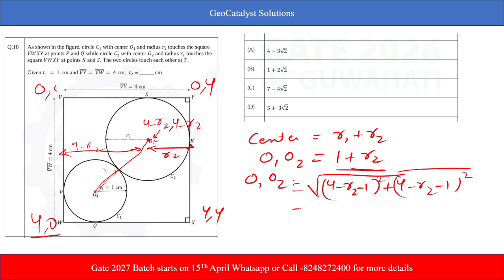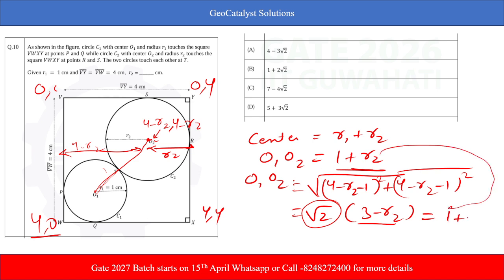So when we do this, what will we get? Root 2 into 3 minus R2. Just take 4 minus 1, that is 3, so 3 minus R2 whole square is there, so this root 2 is coming because of that, and the square root of 3 minus R2 whole square will be there. Now when we do this, root 2 into 3 minus R2 will be equal to O1 O2, both are the same, so 1 plus R2. When we equate this, we'll get R2 equal to 7 minus 4 root 2. Just solve this, it will come 7 minus 4 root 2.